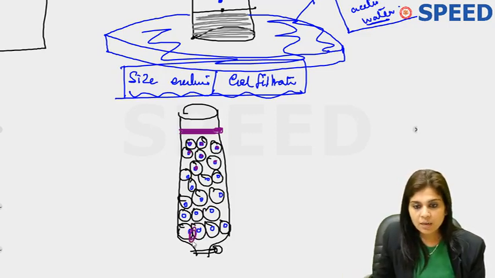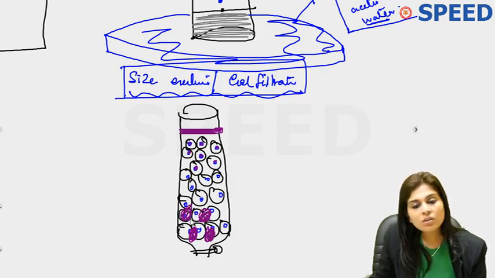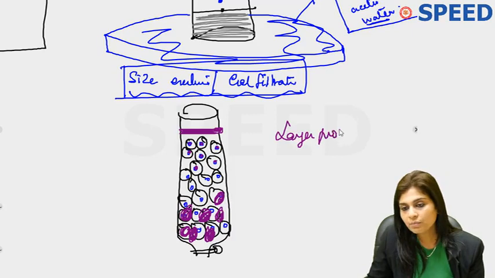So which protein comes down faster in a size exclusion or gel filtration chromatography? It's quite contrary to your expectation. Which protein comes down faster? Larger protein comes down faster.